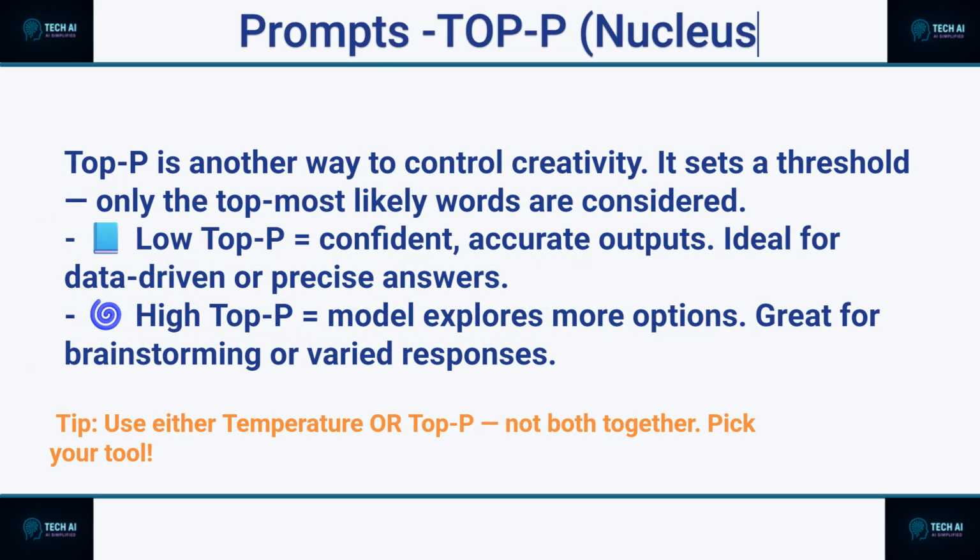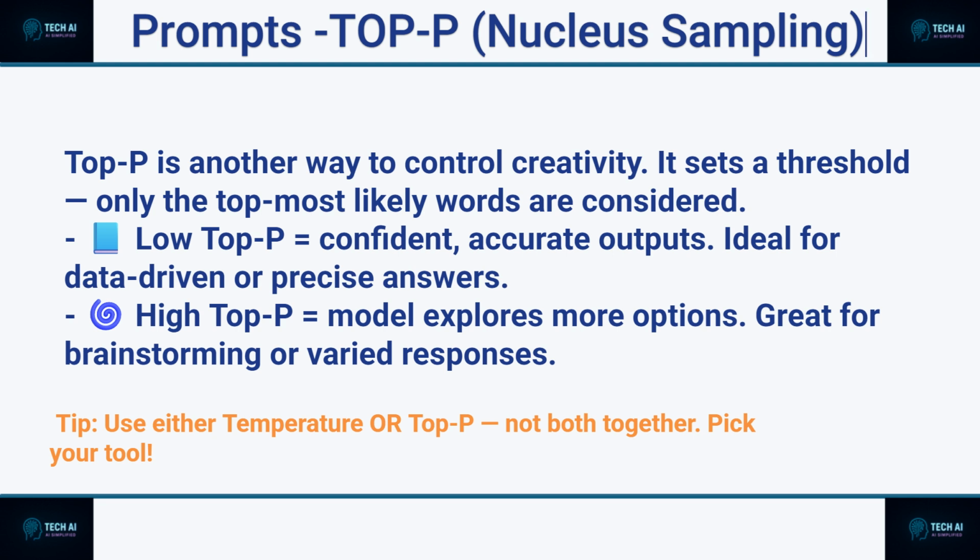Top-p is another way to control creativity. It sets a threshold. Only the top most likely words are considered. Low top-p equals confident, accurate outputs. Ideal for data-driven or precise answers. High top-p equals the model explores more options. Great for brainstorming or varied responses.